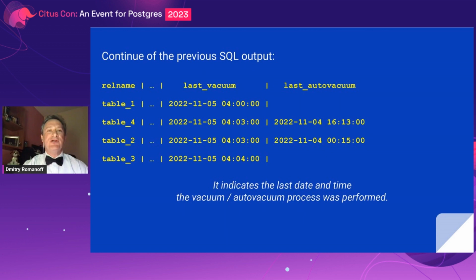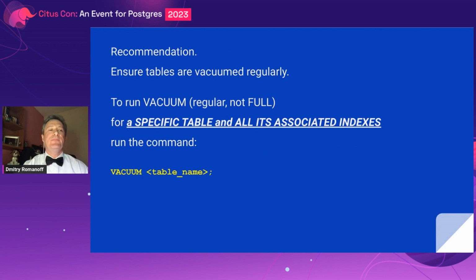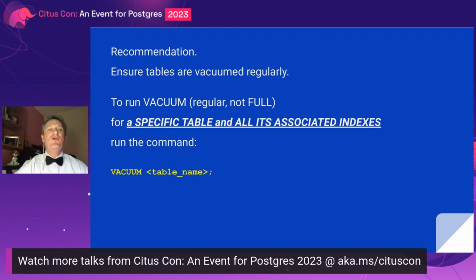Continuation of the previous SQL output. It indicates the last date and time the vacuum or auto-vacuum process was performed. Recommendation: ensure tables are vacuumed regularly. To run vacuum for a specific table and all its associated indexes, run the following command.